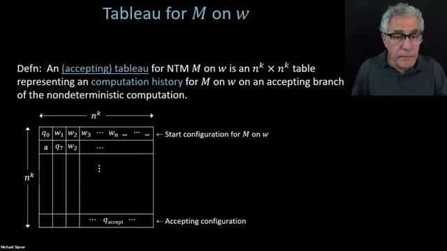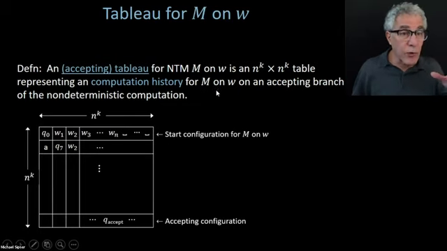All right. What is k? So k is the running time of the machine. So we assumed from the previous slide that M runs in time n to the k.